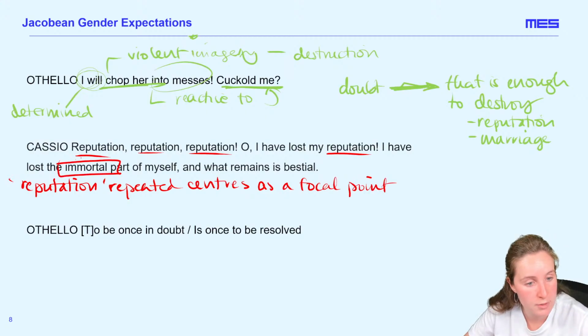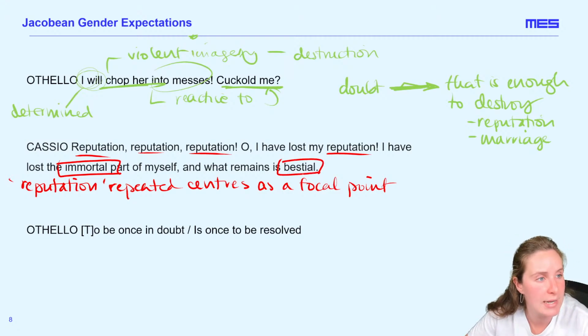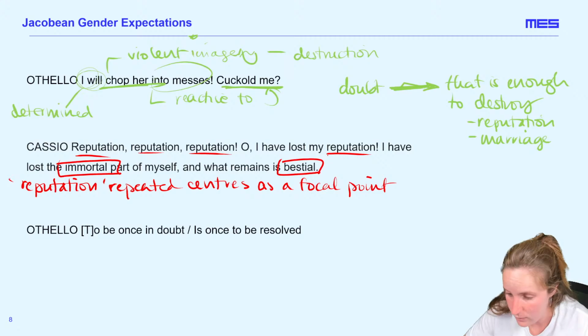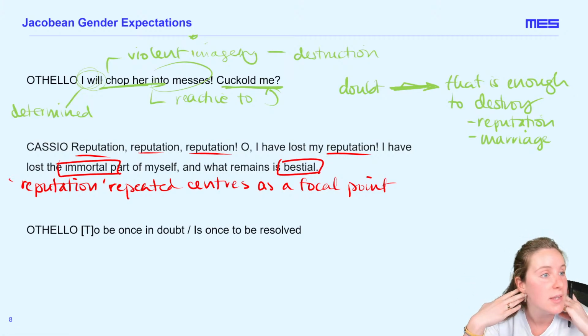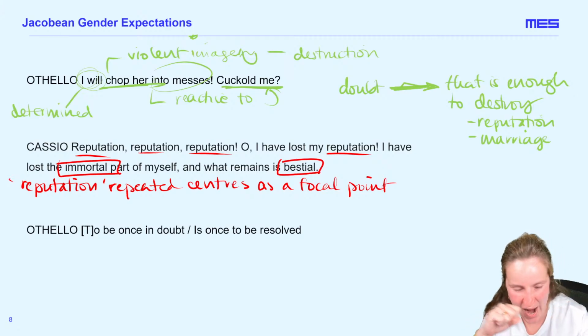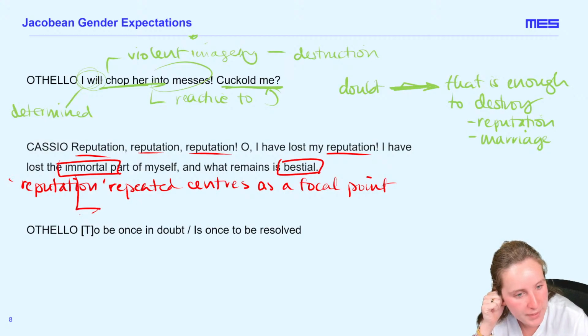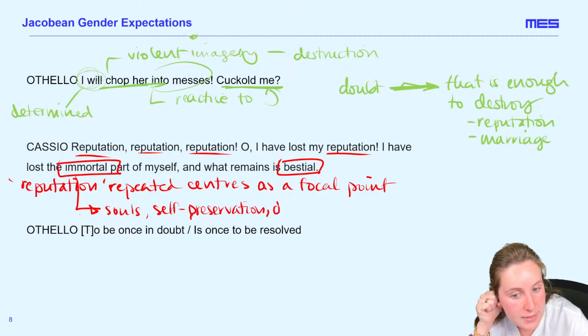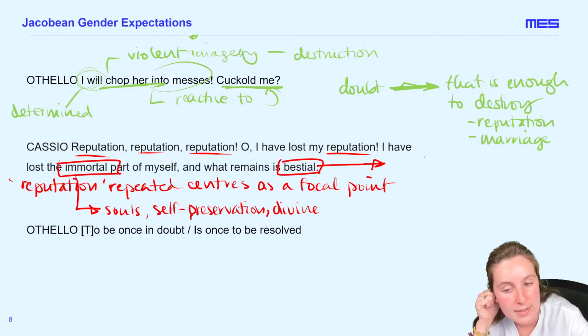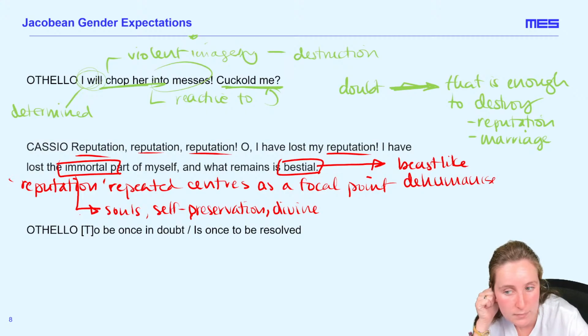He says, I have lost the immortal part of myself. What remains is bestial. So now we can understand slightly more the context of why Othello and Brabantio go so completely transformed by anger when they find out or think they know what Desdemona has done, because they have lost the immortal part of themselves. This is something to do with their souls, right? Their idea of their preservation. The part of them that's divine, if it's immortal. What remains is bestial, beast-like. So they've become dehumanized. They are inferior. It's like they've moved away from God, or devolved in a way.